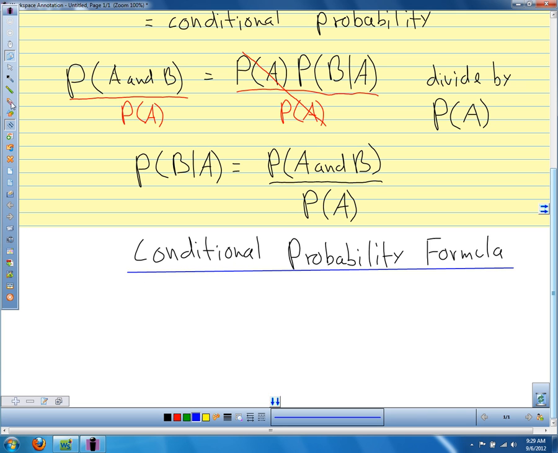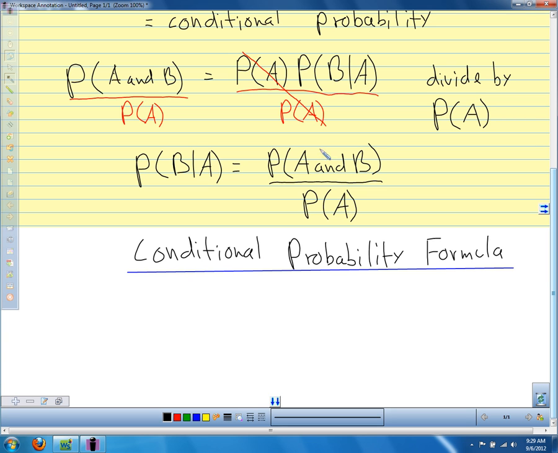Yes. Why do you have to divide by A? On this side of the equation, it doesn't cancel. I see. Right. I just turned it around. Yes. Good question. So this is our conditional probability formula.